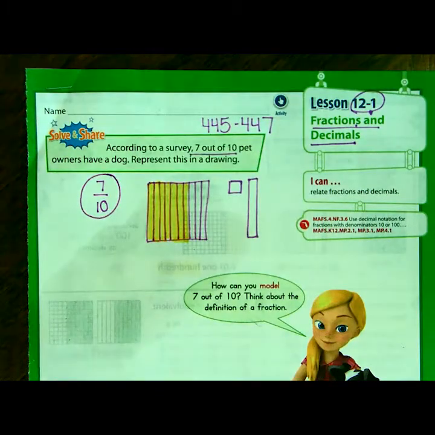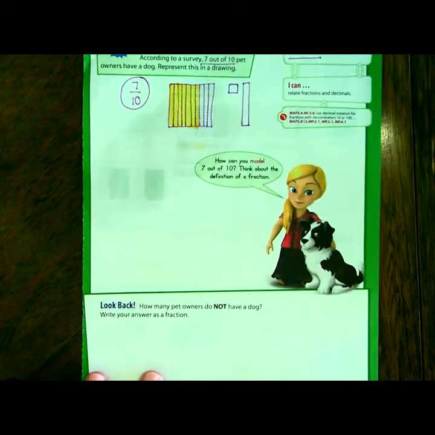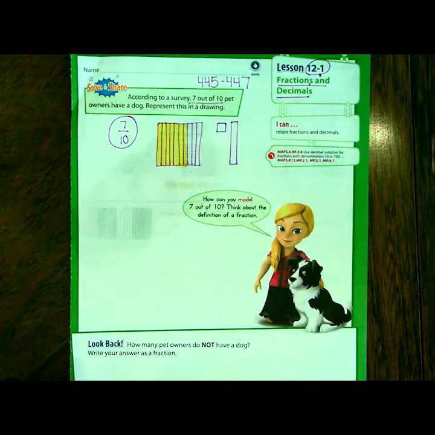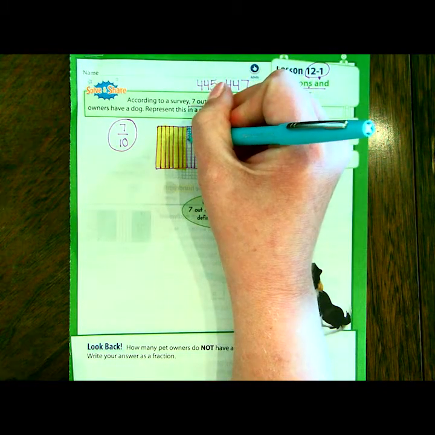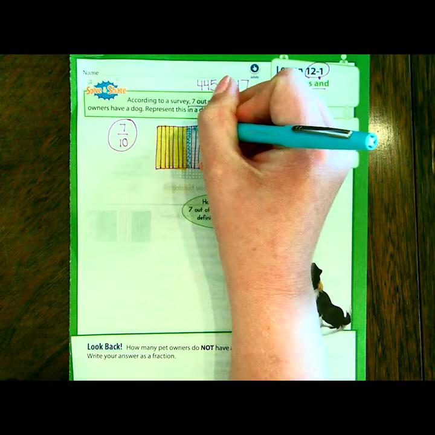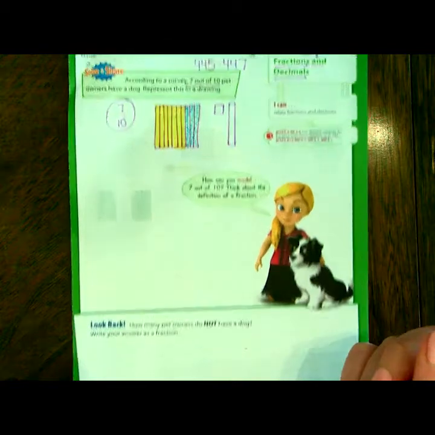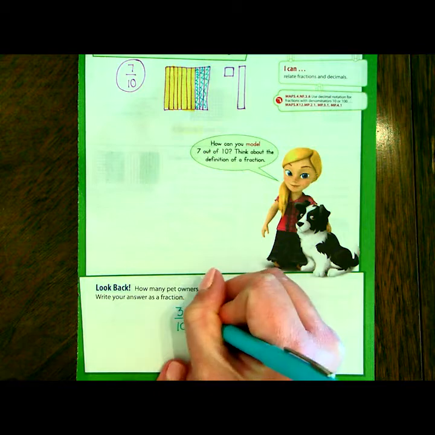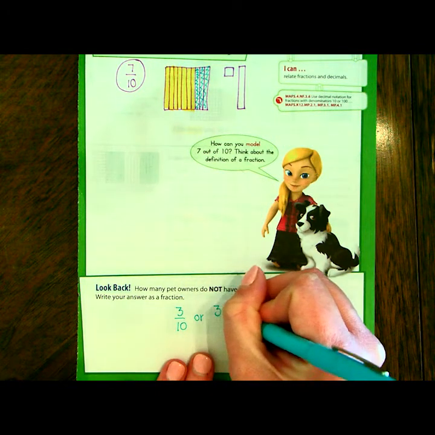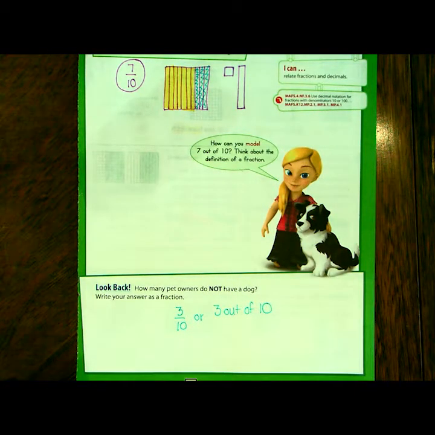So now let's look down here at this question. Now they want to know how many pet owners do not have a dog. Well, when I look back at the model that I've drawn, I can see that 7 out of 10 do. So I know my whole figure was divided into 10 equal parts. So that would leave me with 1, 2, and 3 tenths, or 3 out of 10 that do not. So I might say something like 3 tenths, or I could say 3 out of 10. So you're probably wondering how that relates to decimals.